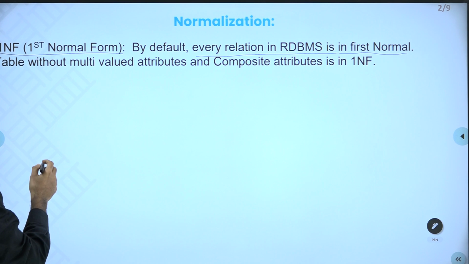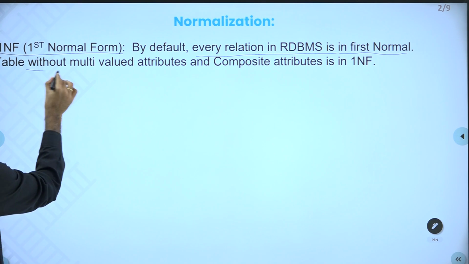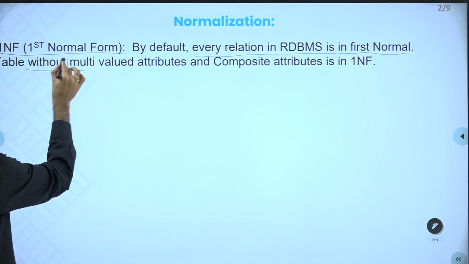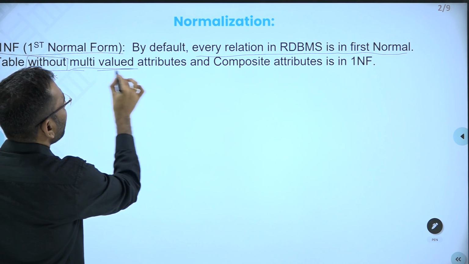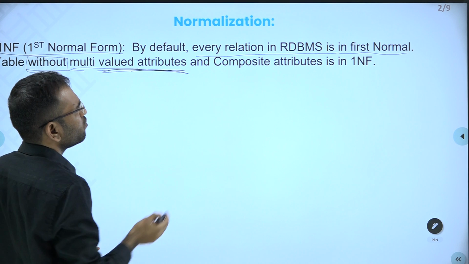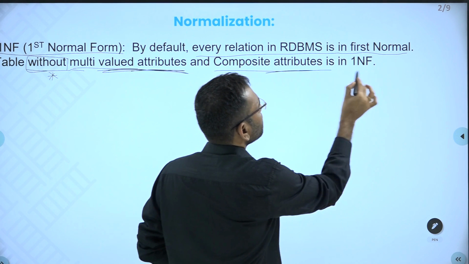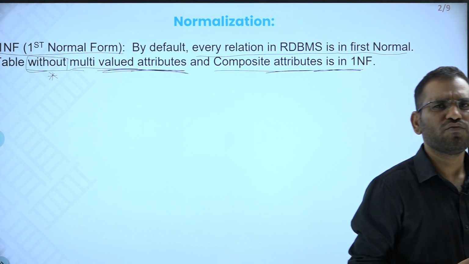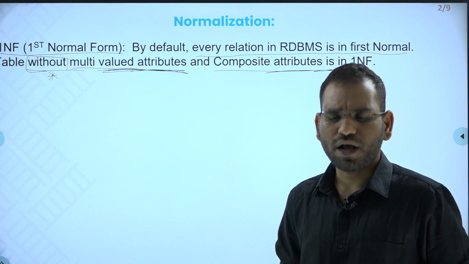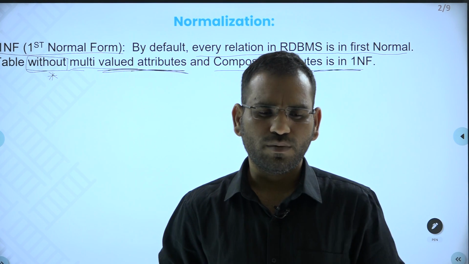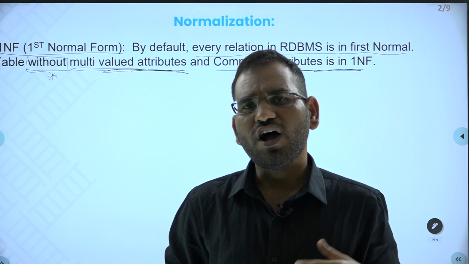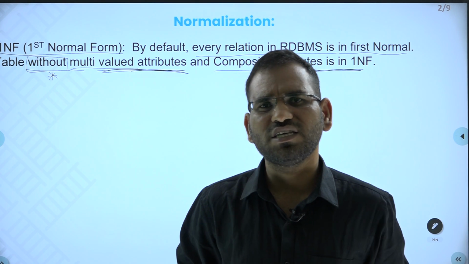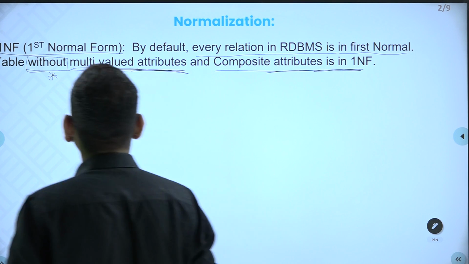What is the first normal form saying? Table without is the important word here. Table without multi-valued attribute and composite attribute is in the first normal form. Table without multi-valued and composite attribute is in the first normal form. My dear friends, if we are recalling what we have discussed in the previous lectures, I told one thing.